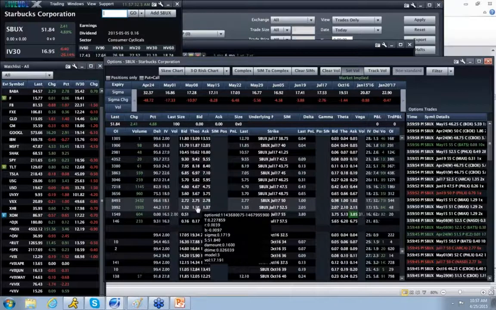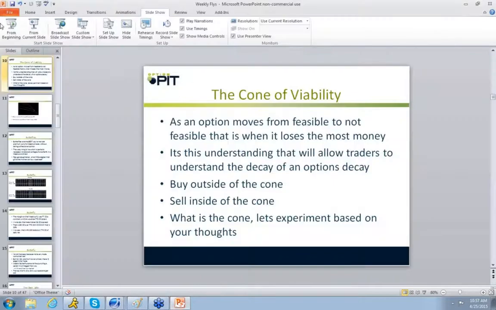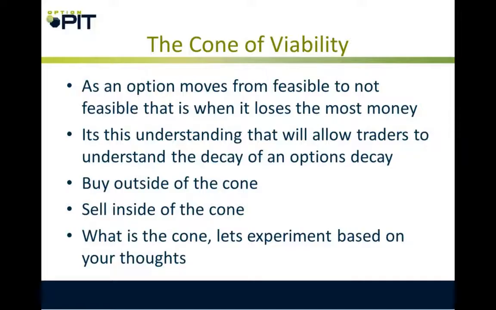All right, so that is how this whole thing works. So what you want to do is you want to buy options in the week that are just outside of that cone of feasibility. And you want to sell stuff that's inside the cone of feasibility. Now, at the money options, they stay in that cone.